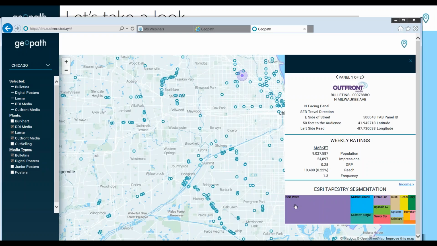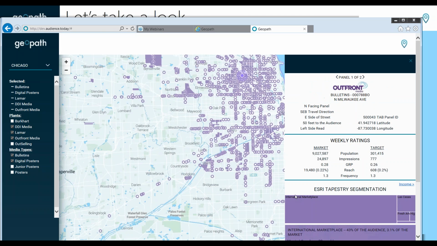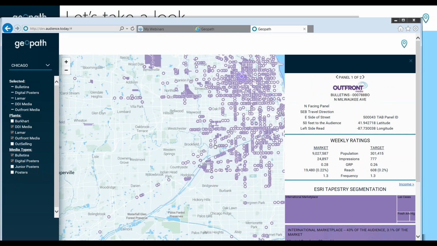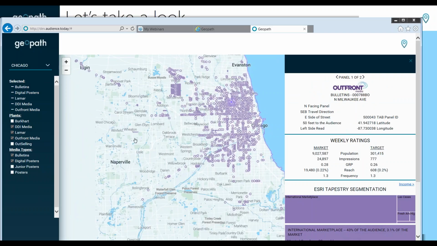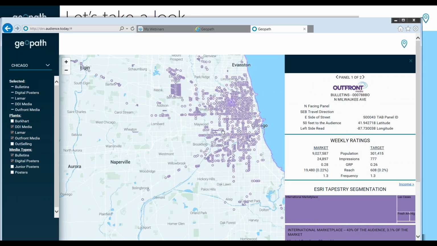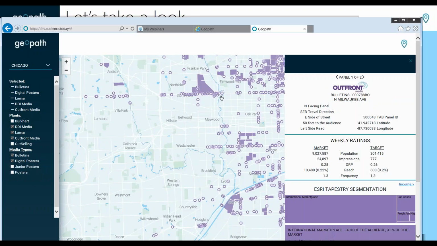And I'll click on one. So this Next Wave segment is pretty large here. And I'll click on International Marketplace. So what you see has happened on the left side, let me scroll out a little bit, you can see all the inventory has turned purple, so that represents the inventory that over-indexes for that particular segment. And you also see some polygons that represent neighborhoods in purple, where that segment is the predominant segment. It's not that they don't live in other parts of the market, but those neighborhoods highlighted in purple are the neighborhoods where that segment over-indexes.